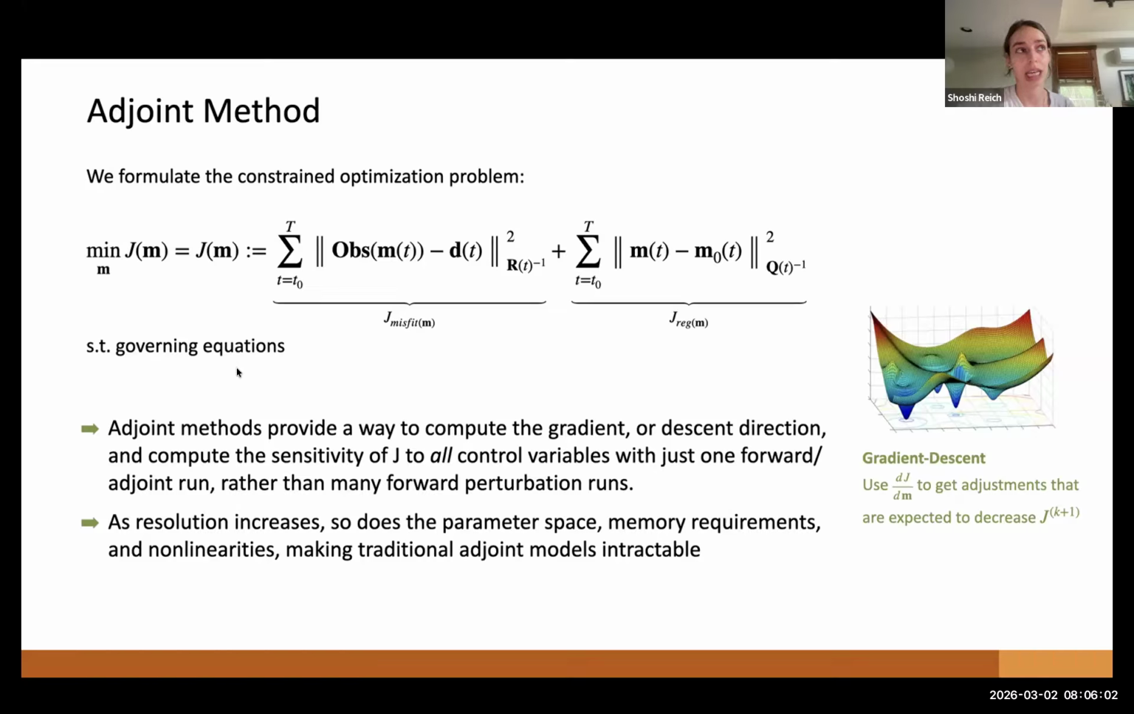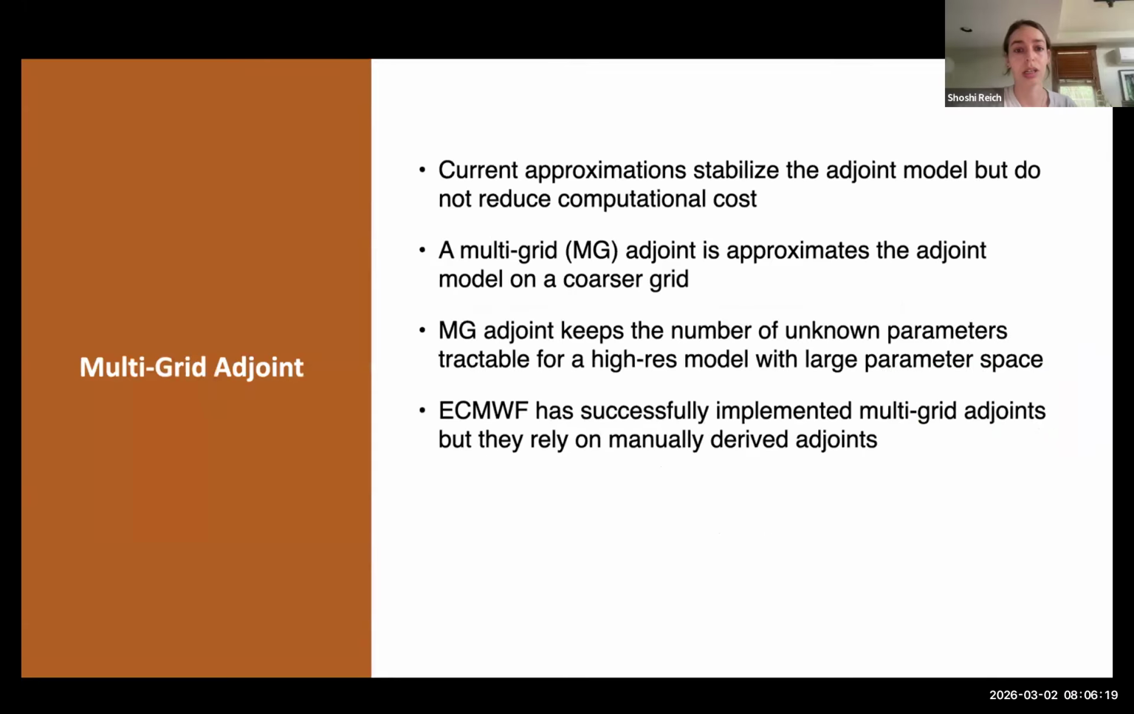But the problem becomes that as our resolution increases, our parameter space increases, which has huge ramifications for the memory requirements that we need. Also, as resolution increases, so do our nonlinearities, making these adjoint models intractable. So already we don't use the exact adjoint. We use various approximations that help stabilize the adjoint. Ariane talked about last time increasing the viscosity, and this really helps to stabilize, but doesn't do much for the computational cost. So the idea with the multi-grid adjoint is to replace our adjoint model with one on a coarser grid.